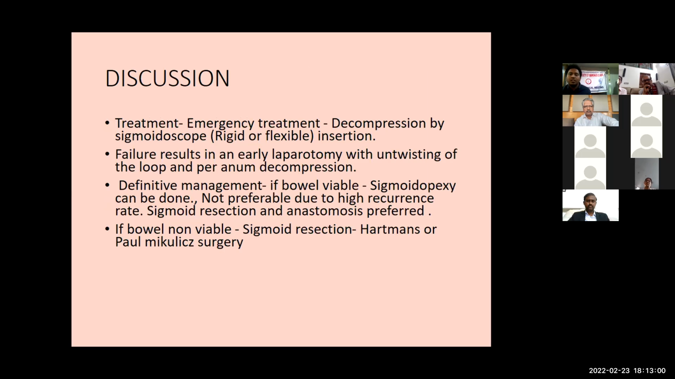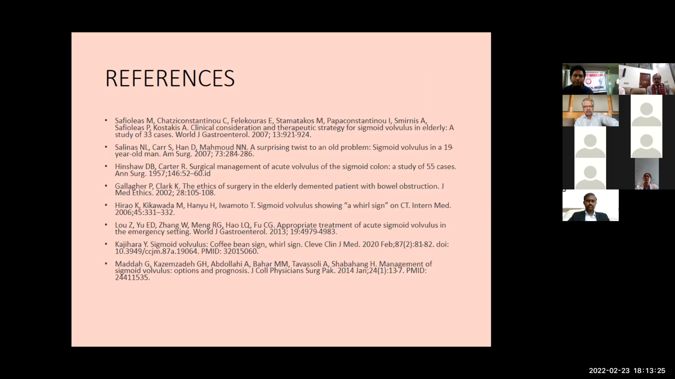Treatment: in emergency, endoscopic derotation should be done. Failure results in early laparotomy with untwisting of the loop and per rectal decompression. Definitive management: if bowel is viable, we can go for sigmoidopexy, but it is not preferable due to high recurrence rate. So sigmoid resection and anastomosis is preferred on an elective basis. If bowel is not viable, we have to plan for sigmoid resection followed by Hartmann's or colostomy surgery. Thank you.